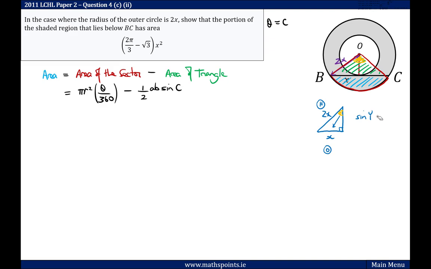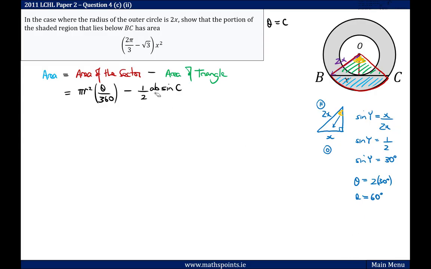Okay, so the sine of y, and I'll tell you why we don't call it theta in a second, is equal to the opposite over the hypotenuse, so x over 2x. Well, x over 2x is a half, so sine of y equals a half. And then y is equal to 30 degrees. The reason that we didn't call it theta is, remember, theta is twice that angle. So theta is equal to 2 times 30 degrees. Theta is equal to 60 degrees.